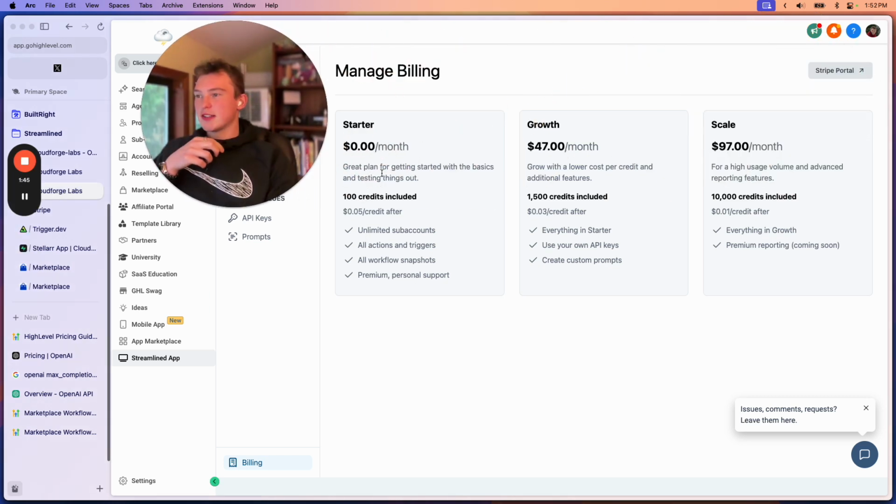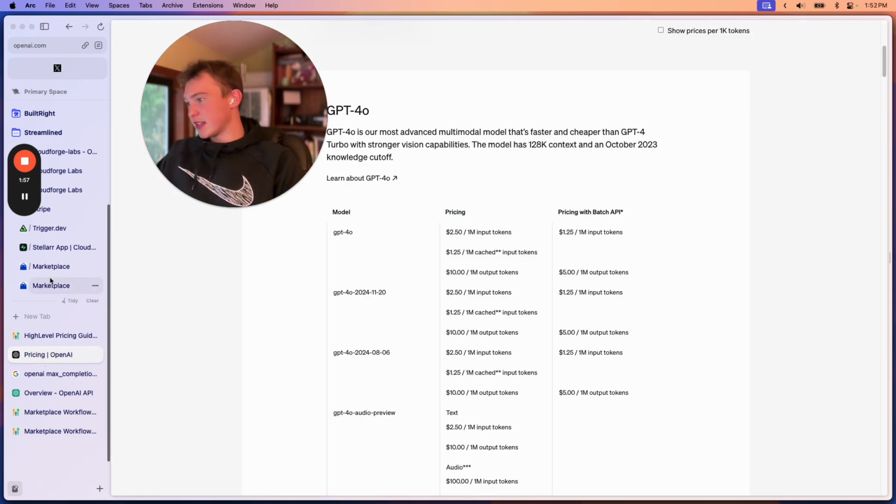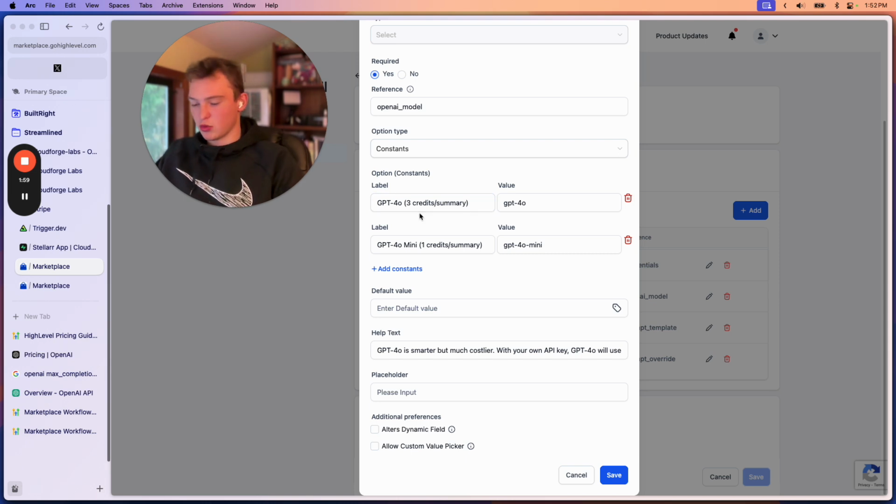So these are our plans. On the starter plan, it costs 5 cents per credit. The growth plan is 3 cents per credit, and then the scale plan is 1 cent per credit. And so that would be ridiculous if we charged 20 credits, because 20 times 5, that would be $1 per summary, which is just ridiculous. With the starter plan, it's 15 cents per summary, or 5 cents on the mini model, and lower for the higher plans.